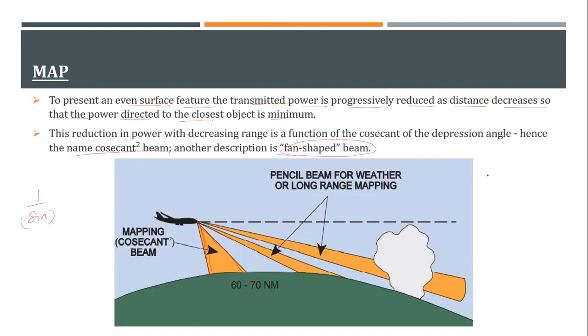So in short terms, you can write in your notes also. As the requirement for range reduces, you will reduce your power, and the reduction in power is on the basis of cosecant square times the power. That is how you reduce it.